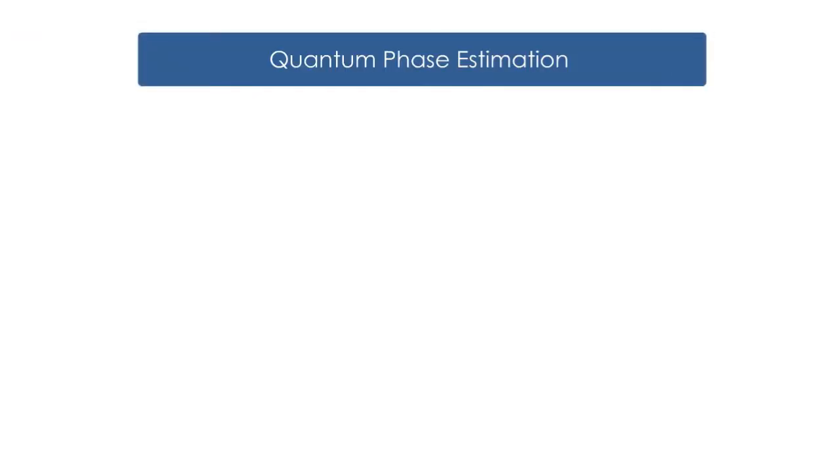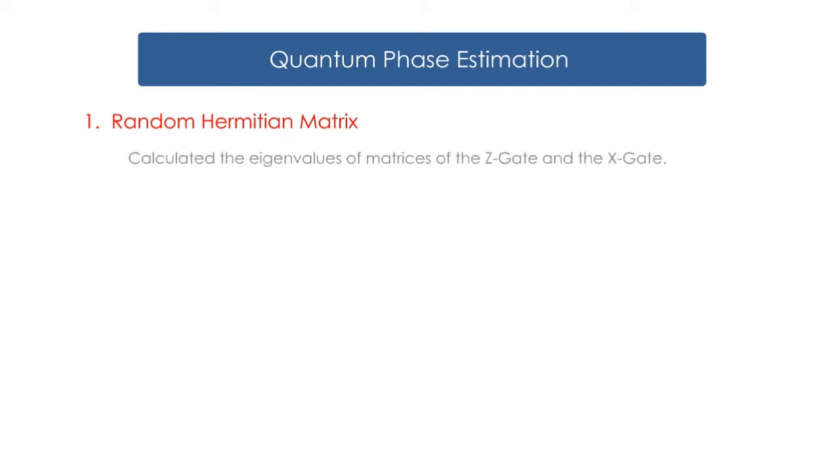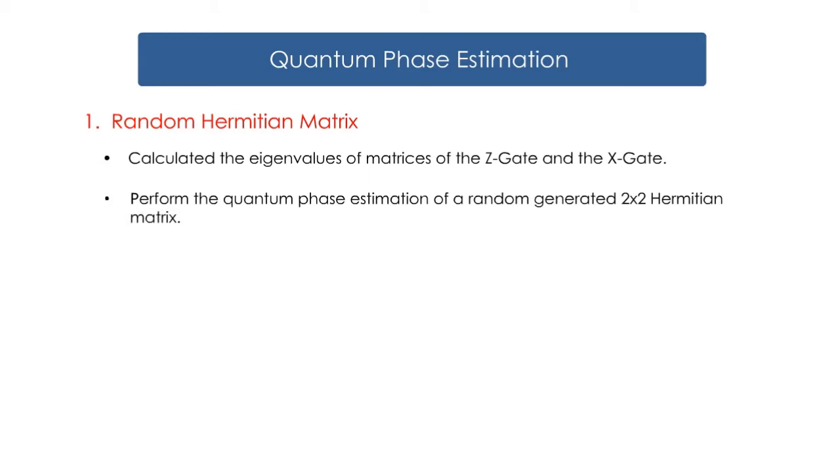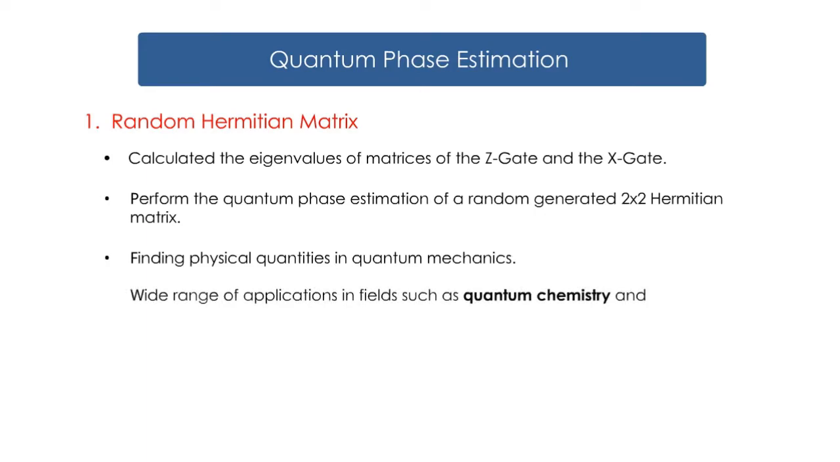Firstly, we will learn about quantum phase estimation of a random Hermitian matrix. In the previous tutorial, we calculated the eigenvalues of matrices of the Z gate and the X gate. This time, we will perform the quantum phase estimation of a randomly generated 2x2 Hermitian matrix. Calculating eigenvalues of Hermitian matrices is useful for finding physical quantities in quantum mechanics. It has a wide range of applications in fields such as quantum chemistry and quantum simulation.